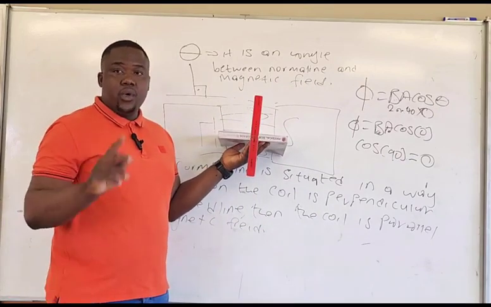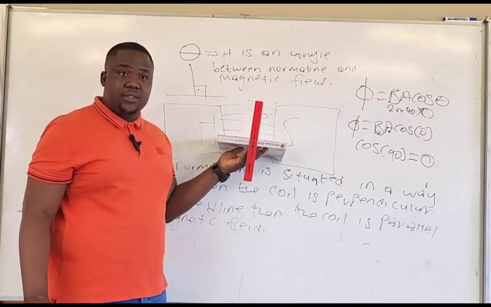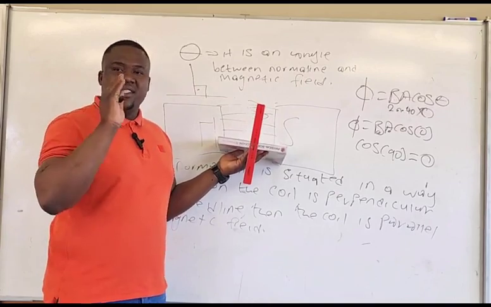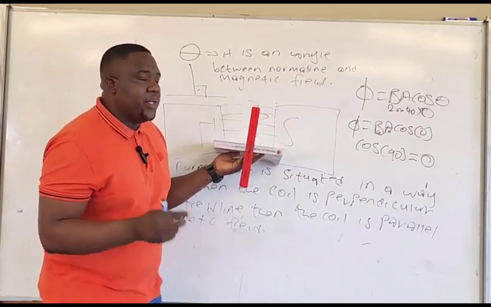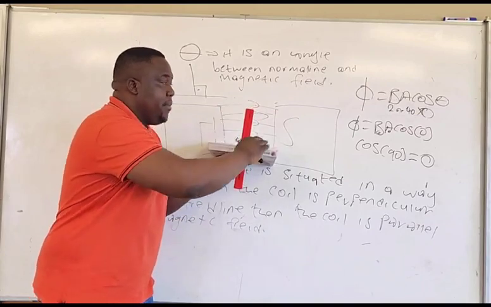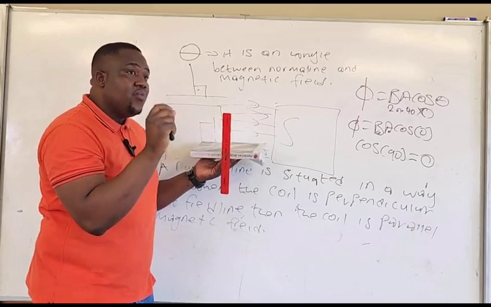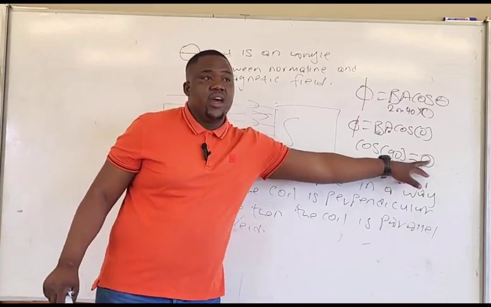Look at the normal line, the red ruler there. It is perpendicular to the magnetic field line, the line between the North Pole and the South Pole. And what does it mean? In our formula of magnetic flux, BA cos theta, theta is the angle between the normal line and the magnetic field line. So this time around, the coil is parallel to the magnetic field line.